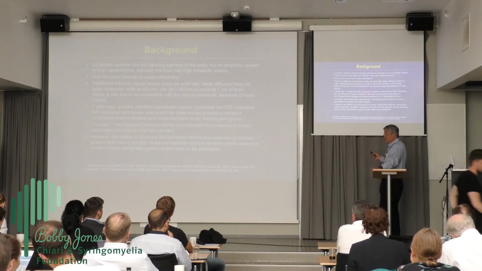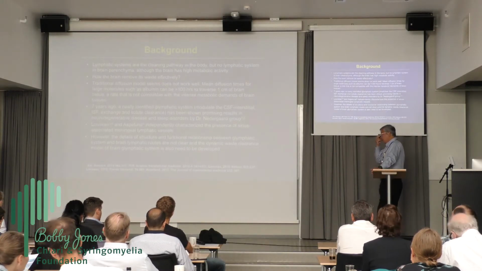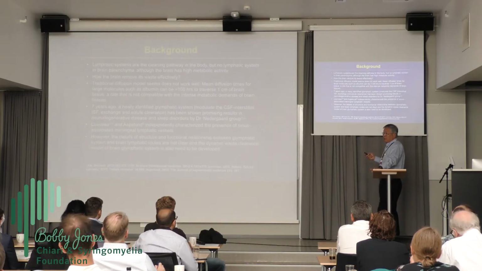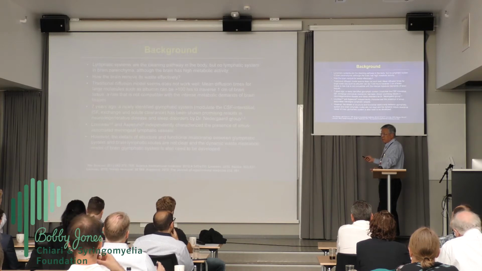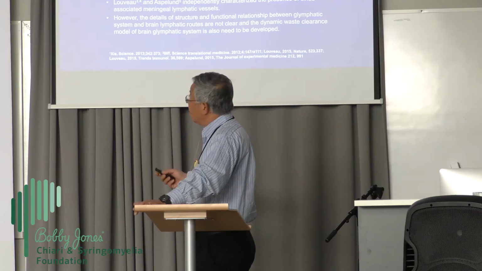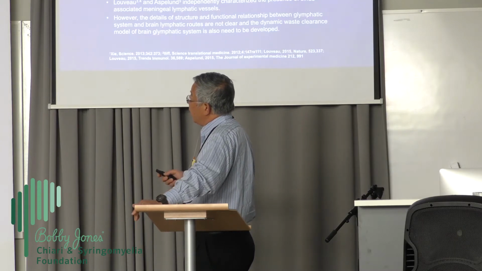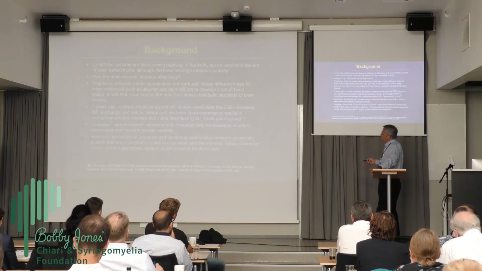We know the body has a lymphatic system, whose major function is to clean the waste. However, the brain doesn't have a lymphatic system. The brain actually costs about a quarter of the body's energy and produces a large amount of waste. How to effectively remove that waste is a long-standing question and not well answered.